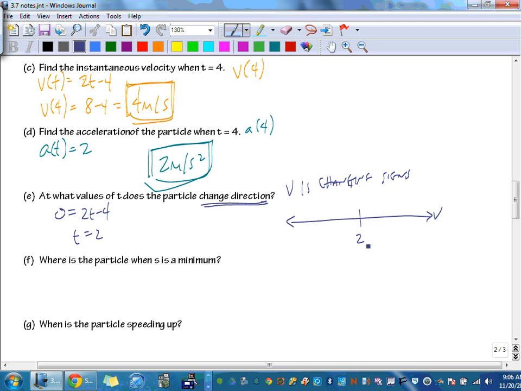Now, we can't just assume that it changes at 2. We want to check to make sure, because in some cases it may not. But if we put 1 in for t, we're going to get a negative velocity. If we put 3 in for t, we're going to get a positive velocity. So it does change at t equals 2.